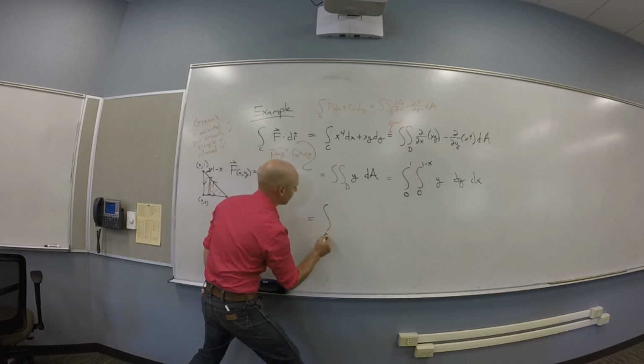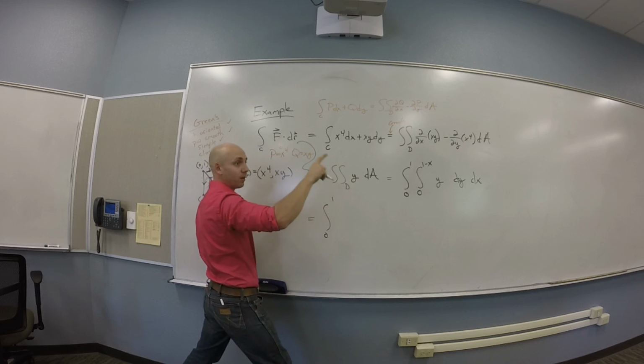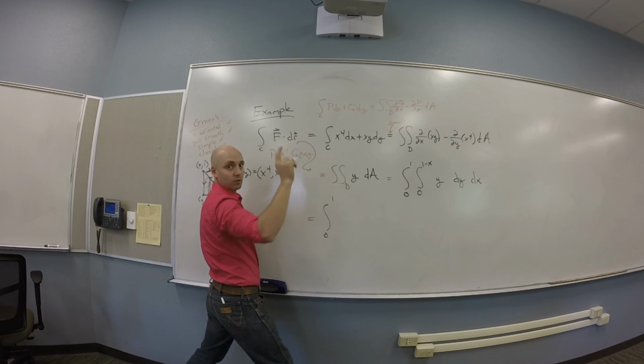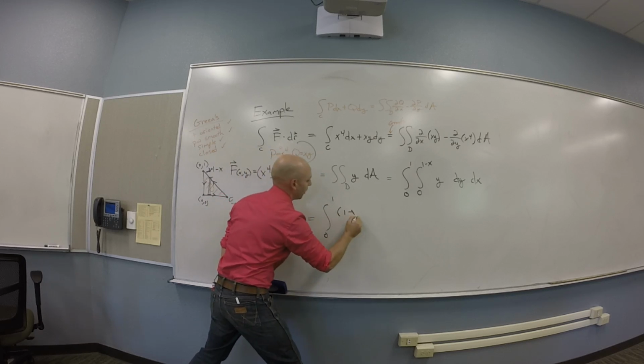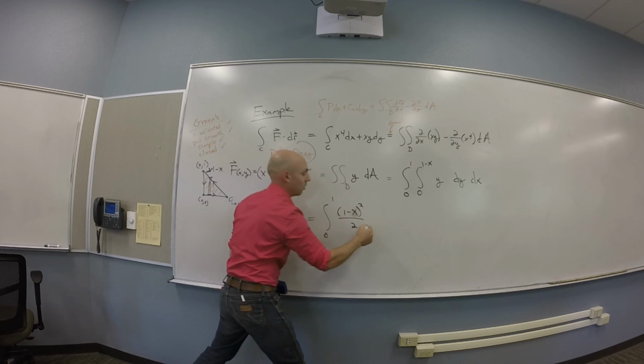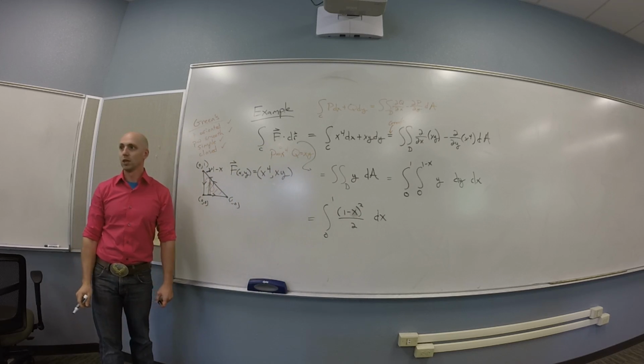Okay, so you got the integral from 0 to 1 of y squared over 2 evaluated from 0 to 1 minus x. And so you get 1 minus x squared over 2 minus 0. And you're integrating dx still. Okay, so then what do you do?